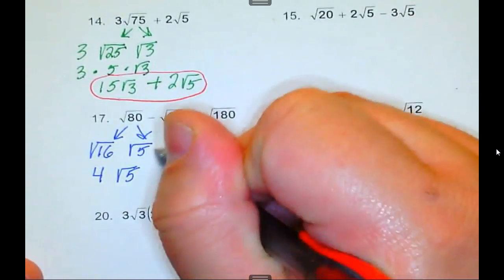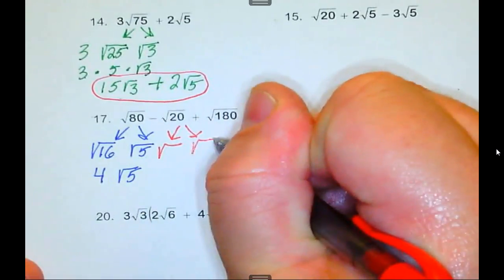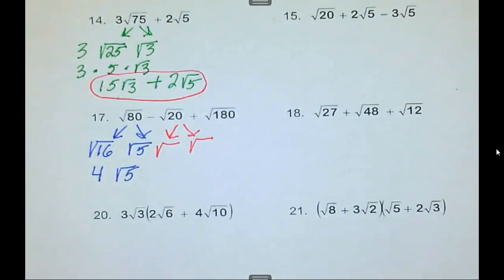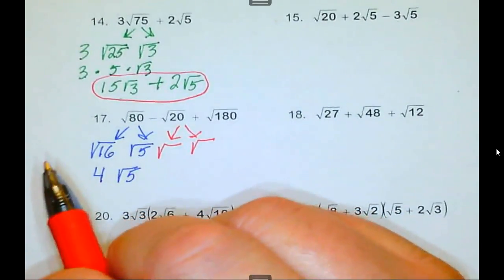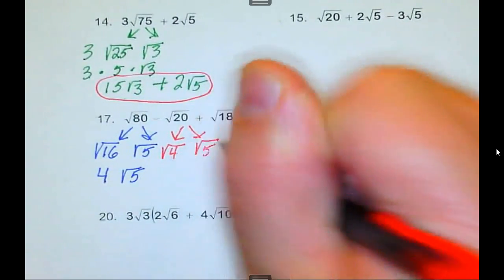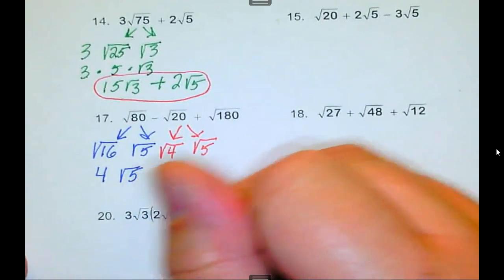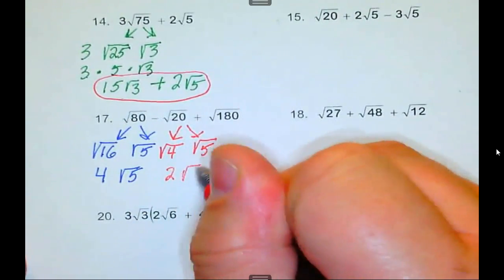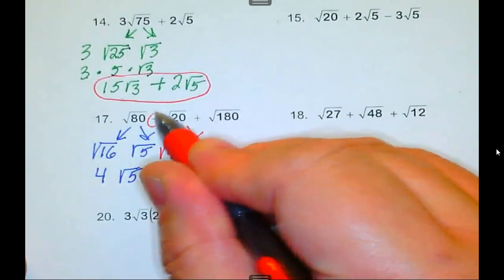Okay, 20. Perfect square. Imperfect. Maybe you know this one. Anything? 10 and 2. 10 is not a perfect square. 4 and 5. Who said that? Awesome. 4 and 5. Okay, square root of 4. 2 square root of 5. And we have a minus, right?